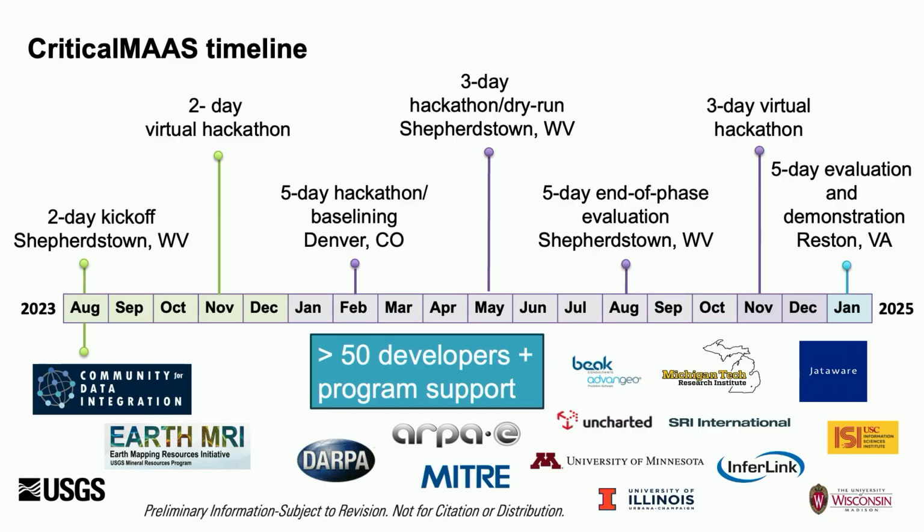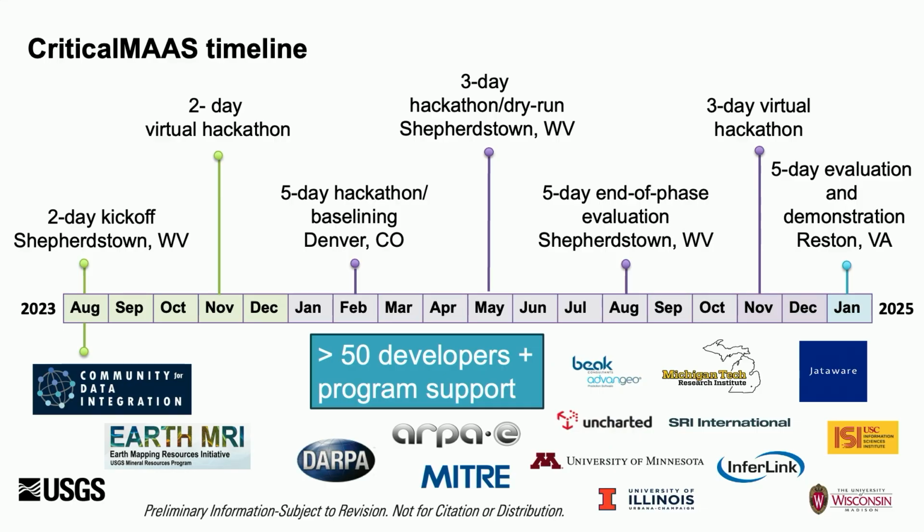The program was organized around a series of hackathons with the kickoff in August 2023 at the National Conservation Training Center in Shepherdstown, West Virginia, and the final evaluation demonstration event in January 2025 in Reston, Virginia. So we had over 50 computer scientists and software engineers from universities, research institutions, and small businesses participate. And almost as many USGS scientists participated over the course of the project.